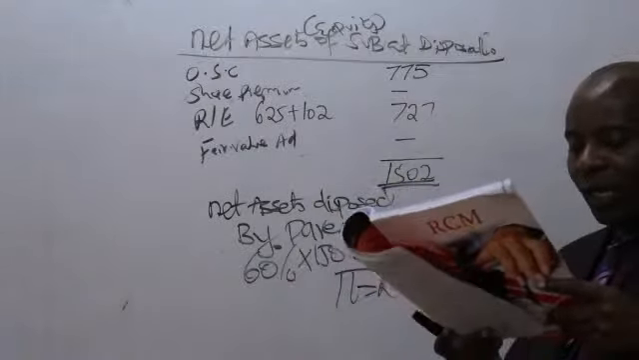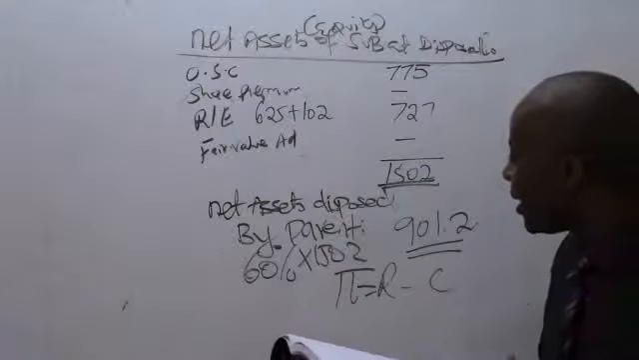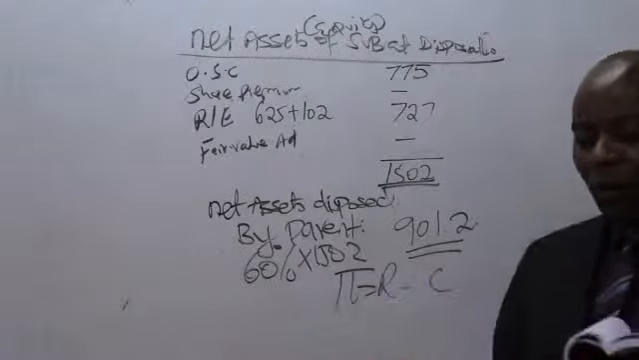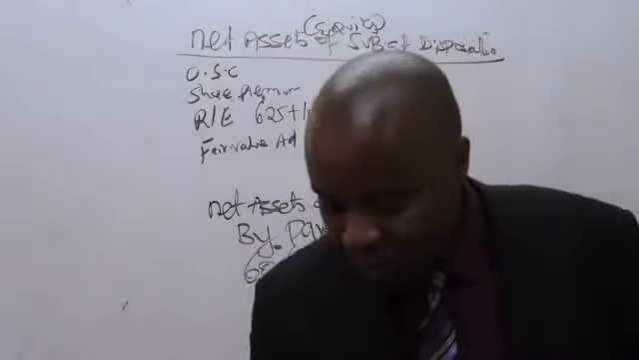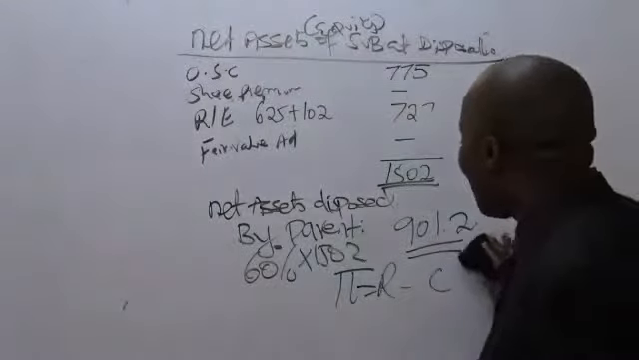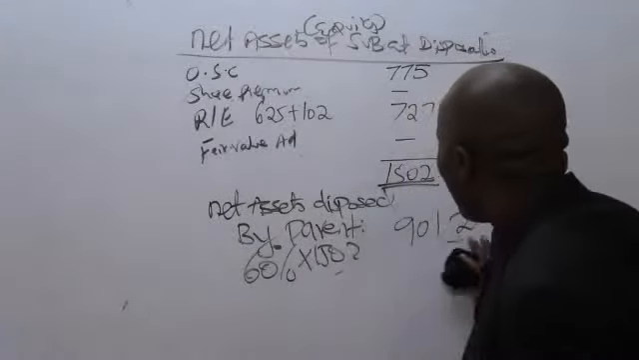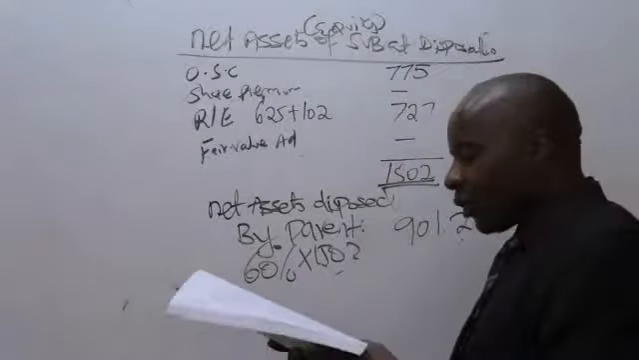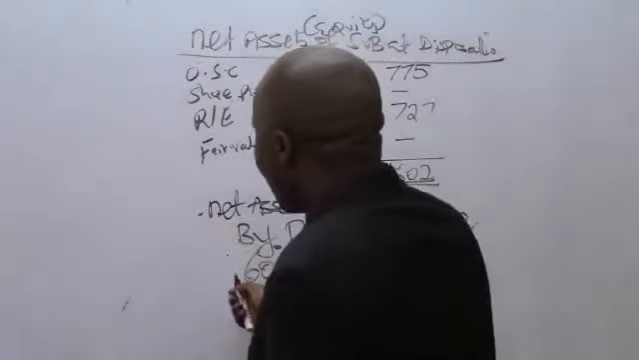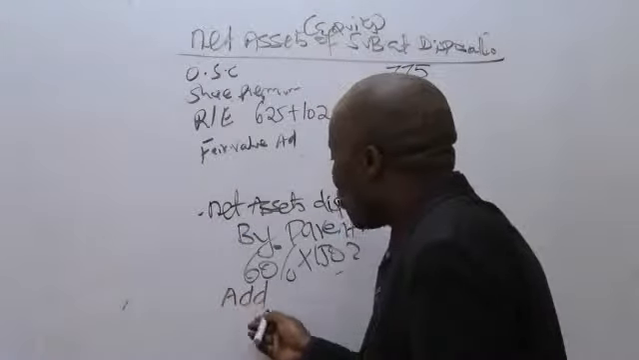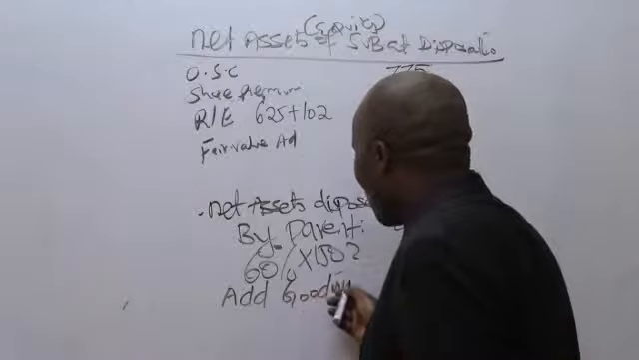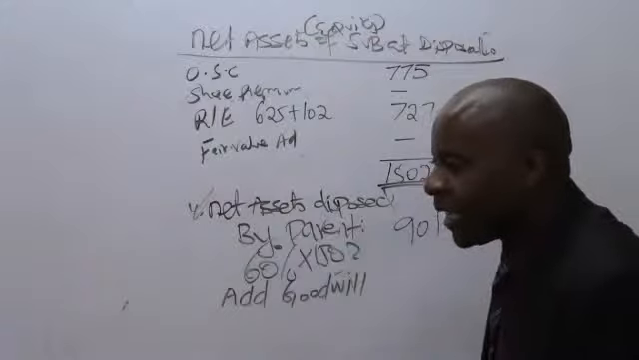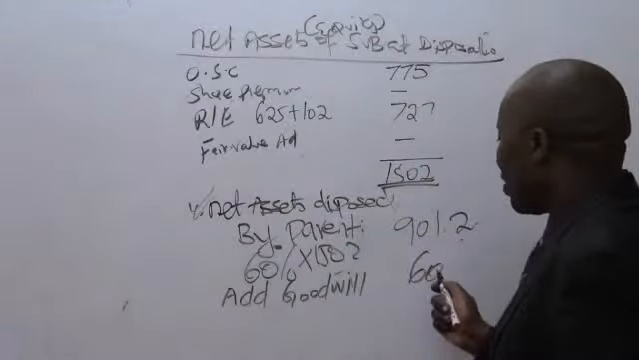We have here the net assets disposed by the parent. You have got 901.2. Remember that before I go to the profit, which is revenue minus cost, these guys also had an asset which has not been factored in. These guys had an asset we call goodwill. So at the date of disposal, they had a different asset which is not here, called goodwill, worth 60.